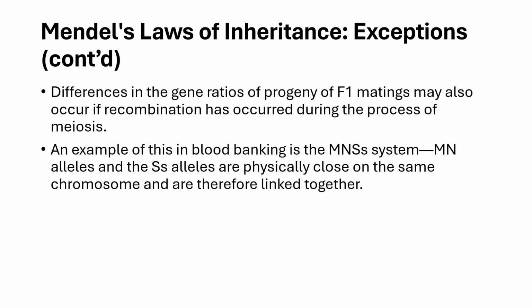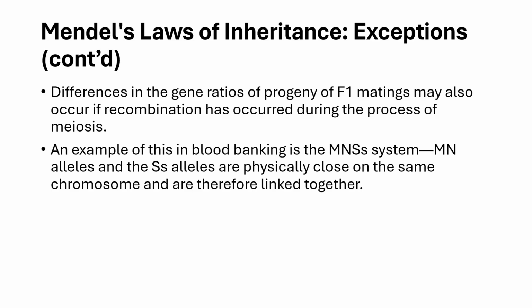All right, so the effect of recombination. Differences in the gene ratios of progeny from F1 matings can occur if recombination takes place during meiosis. Recombination is the process, once again, where homologous chromosomes exchange segments, potentially separating linked genes.